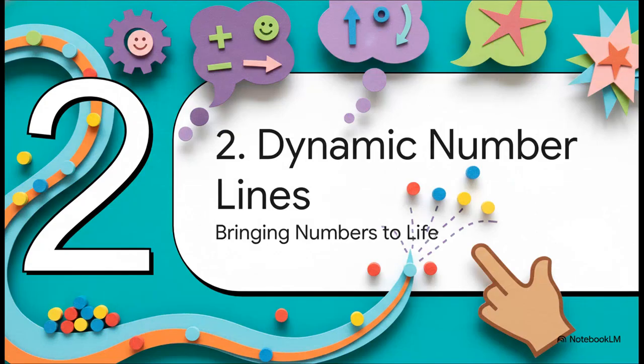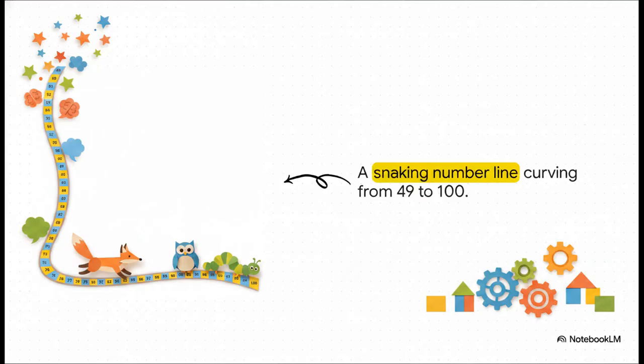Moving right along to part 2, dynamic number lines, bringing numbers to life. Now, we usually think of number lines as rigid, straight rulers, right? But the source material evolves that straight line into this curving, snaking path, winding its way from 49 all the way up to 100. By curving the line, it essentially forces the brain to visualize higher numbers with way more spatial flexibility. It's not just a boring, straight march to the right anymore. The numbers are flowing. It makes the whole visualization process so much more adaptable.